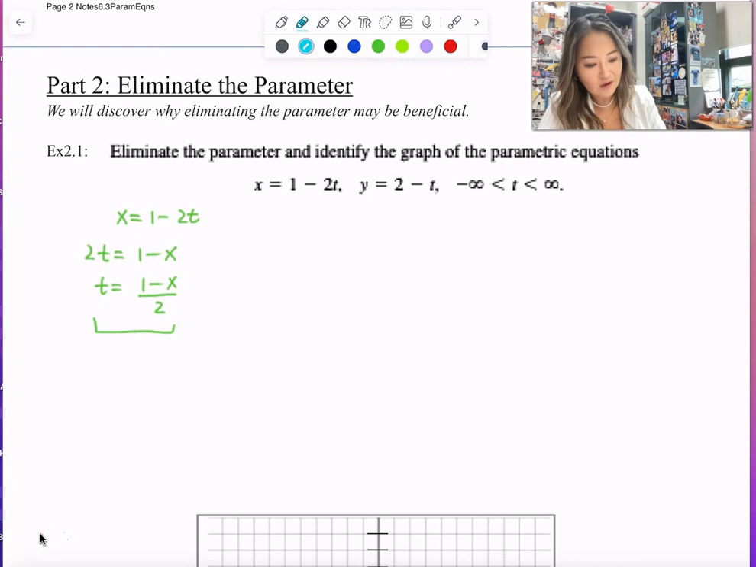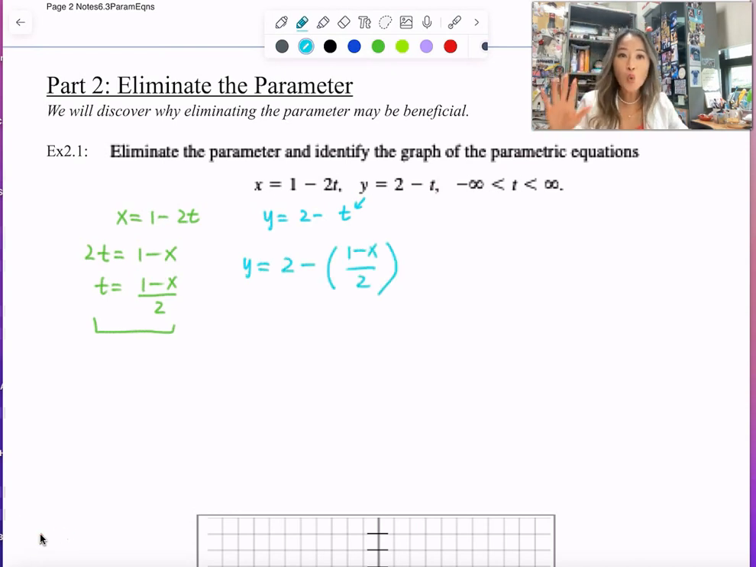So now let's go here. y equals 2 minus t. This t now could be replaced using x: 1 minus x over 2. Well, whoa. Already? Isn't this a rectangular equation? What makes it a rectangular equation? There are no other parameters besides x and y. Anytime it says x and y, you're in really good shape.